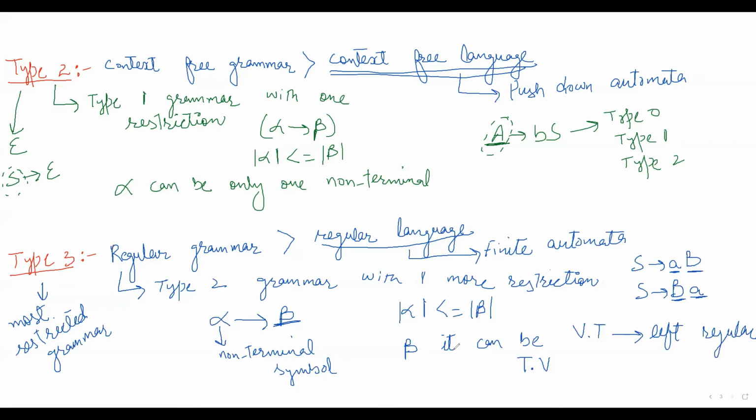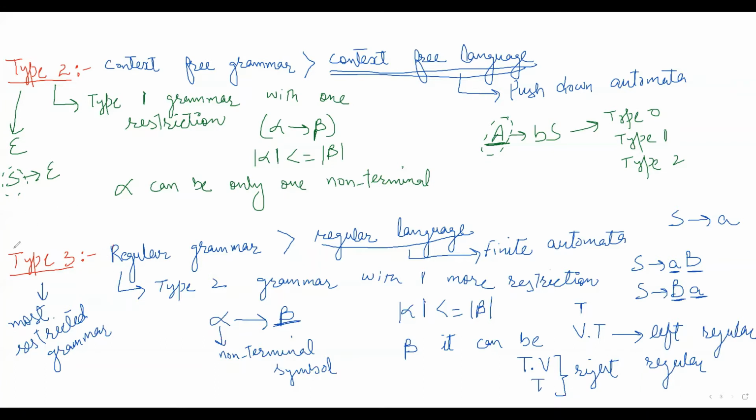Okay, please remember, beta can be V dot T or it can be simply T. T means it can be S gives A. Likewise, beta can be T dot V or simply T. And this type of regular grammar is called right regular. We can easily convert left regular into right regular and right regular into left regular. Okay, fine. So this is about type 3 grammar.